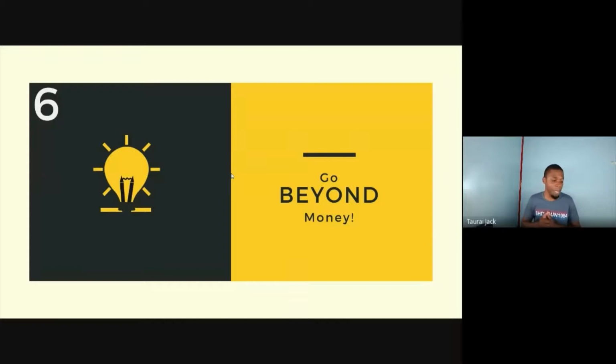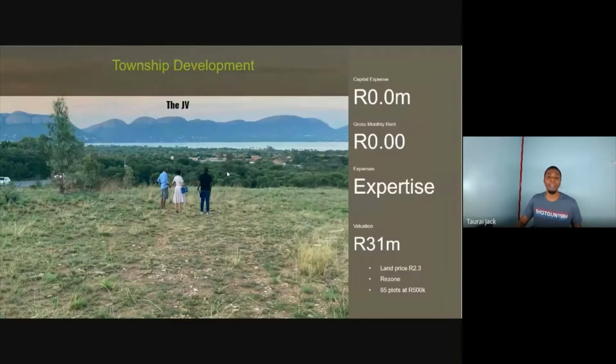Point number 6, I'm going to say go beyond money. What do I mean by that? Money should never be a motivation. It is a vehicle. You can do all of these strategies that I mentioned. They are strategies and they are vehicles. Going beyond money is, I'm going to give you an example.